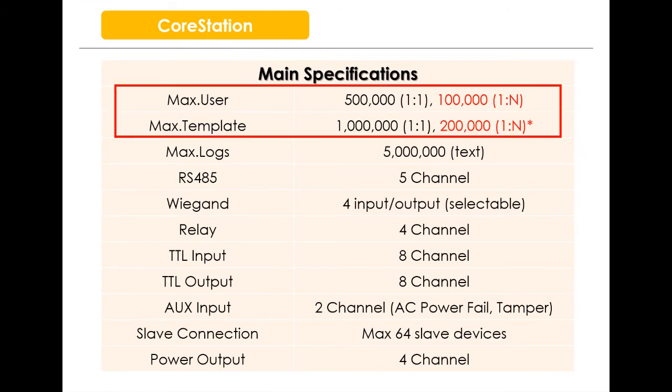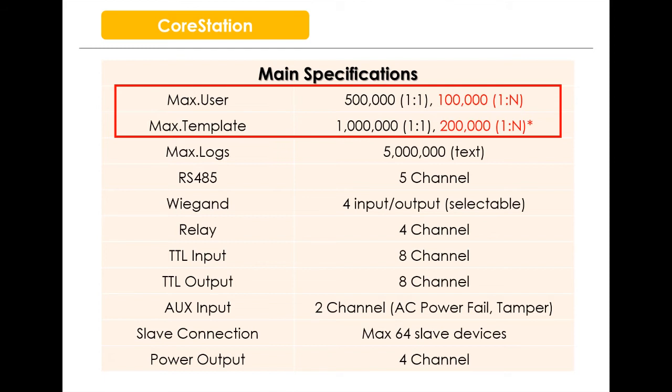The device can store up to 500,000 users and 1 million fingerprints for one-to-one matching. The benefit of having a centralized controller is that your dummy readers, which are on the door, do not store any user information. Additionally, if your site has RS485 wiring with no Ethernet, you can reuse the wiring as is.